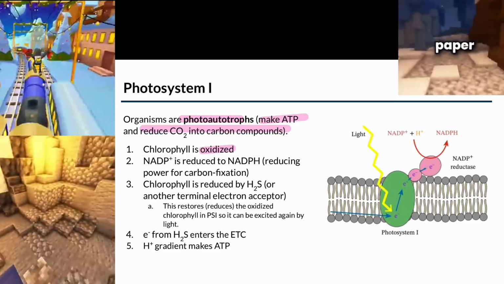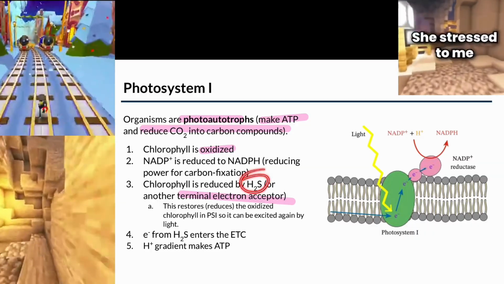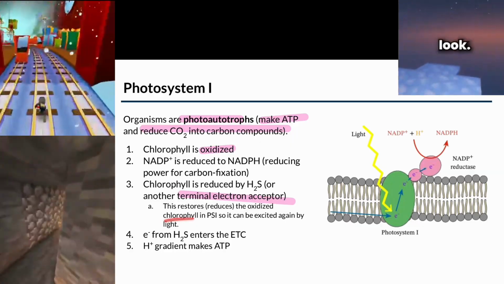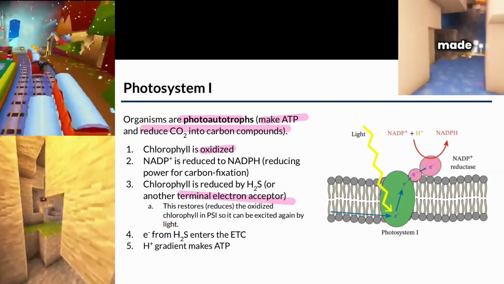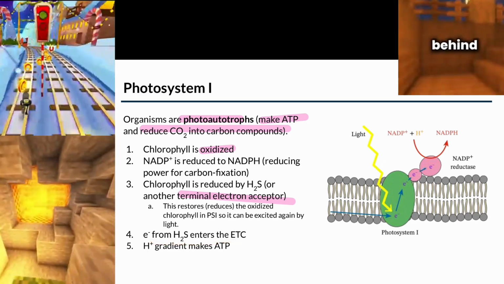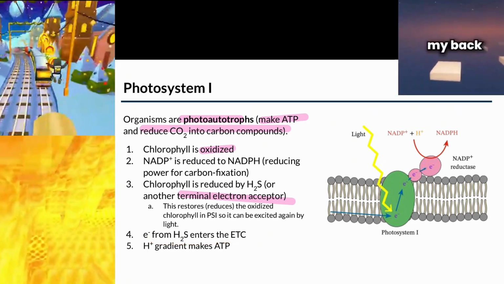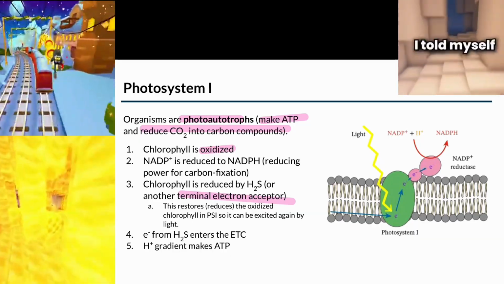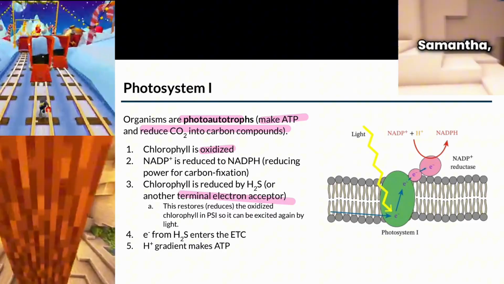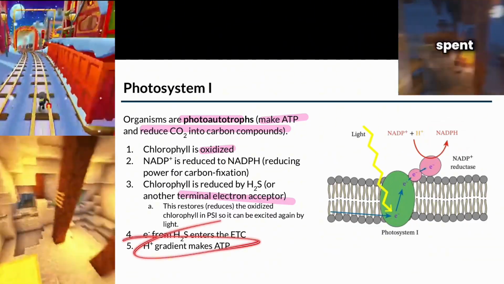Now chlorophyll, remember, is oxidized, so it has to be reduced in order for the cycle to continue. And it's reduced by a terminal electron acceptor. Commonly in bacteria, it's hydrogen sulfide. So it's going to reduce the chlorophyll so that it can be again excited by light. And so if it's reduced, it's gaining an electron. That electron is going to enter the electron transport chain. And same idea as in animal cells, when we pump that proton, we allow ATP synthase to spin, so we're making ATP. So we're doing two things. We're providing reducing power in the form of NADPH, and we're making ATP.